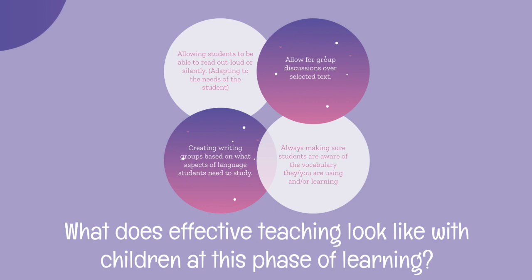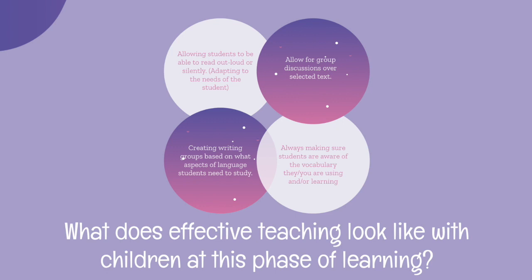Creating groups based on writing abilities. I really like that the textbook talked about grouping students with writing, because I think we always talk about grouping students with reading, and I feel as if this was a really good idea. Allowing for group discussions over selected text. I think selected text was a big thing for me here.